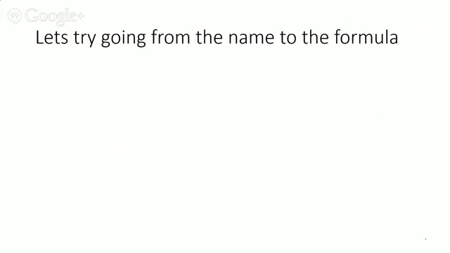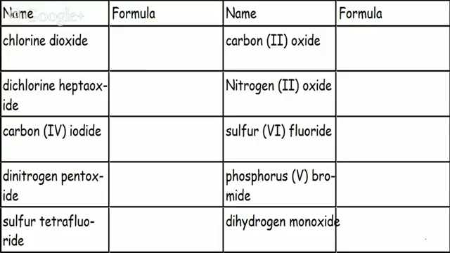Cool. So let's try going from the name to the formula. Let's do a little practice going the other way. So this is why students call this the easy way, right? Because we got chlorine, so it tells me I got 1 chlorine. Dioxide, telling me that I got 2 oxygens. So the formula is just ClO2. Dichlorine, so that means I got Cl2 heptaoxide. So I got oxygen, I got 7 of them. So that's the formula right there.